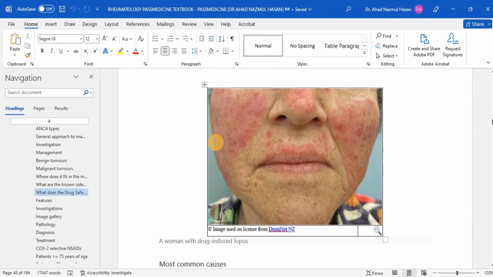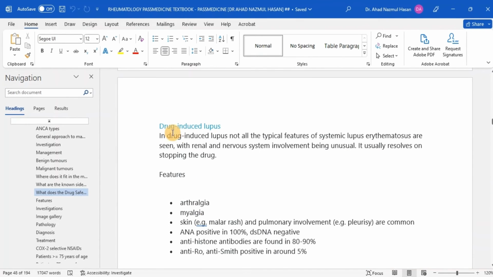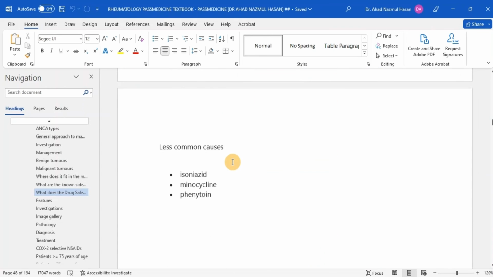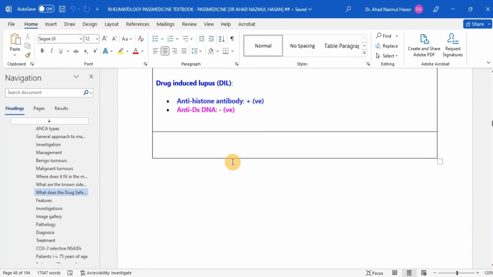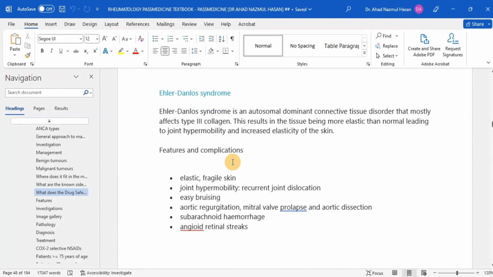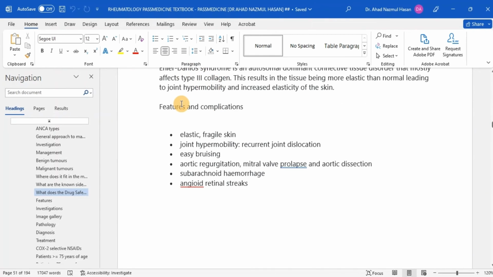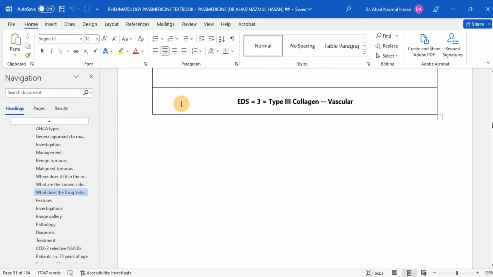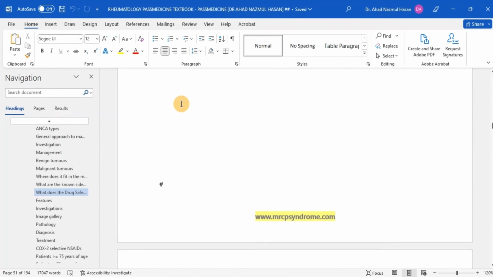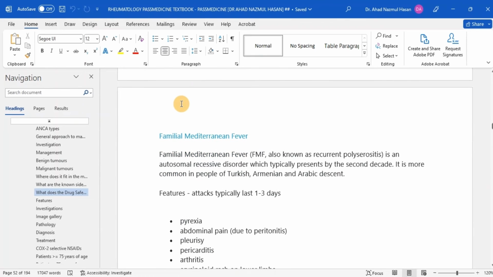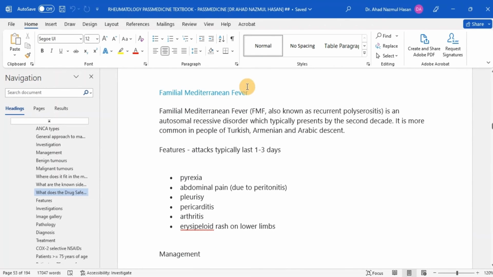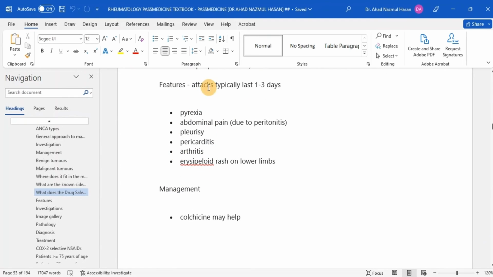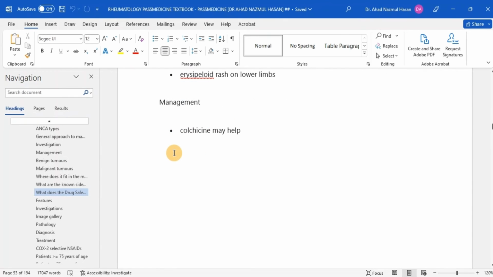Drugs causing DLE, features and overview, they are important. Next one is Ehlers-Danlos syndrome. The type 3 is most commonly affected, known as the vascular. And we'll get the features of hypermobile joint and increased skin fragility. And FMF, also known as recurrent polyserositis. Go for the features. Treatment is with colchicine.